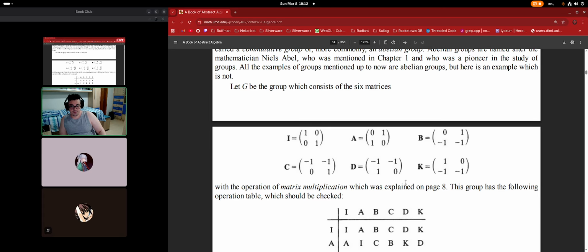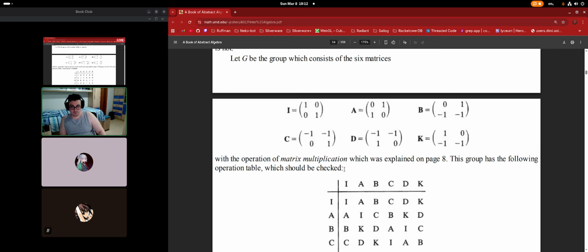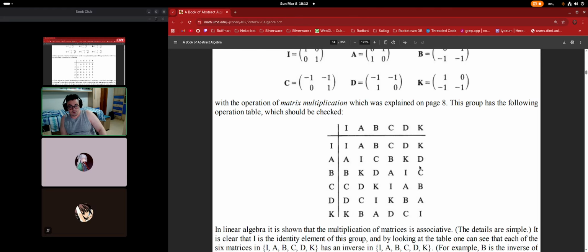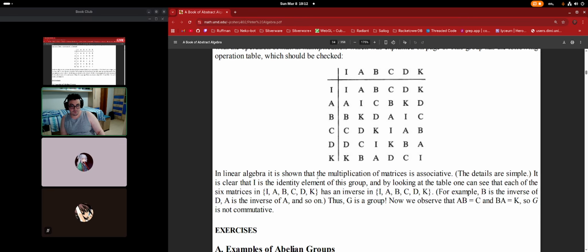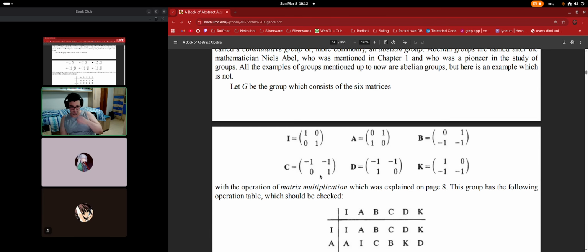And then if you have these 6 matrices with the operation matrix multiplication that was explained before, this group, speaking of page 4, I have the book. Oh, that's nice. 4 or 8, right? Yeah, this group has the following operation table, which should be checked. So very fine. In linear algebra, it is shown that the multiplication of matrices is associative. Well, we already know this because this is a group, so it is associative.